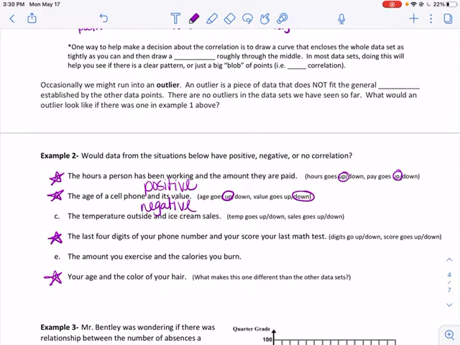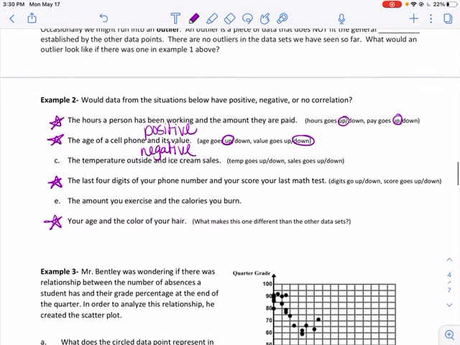Then on this one, the last 4 digits of your phone number and your score on your last math test. So as your phone number digits go up, does your score go up or down? And you may think that suddenly there's something in the phone numbers, they know something about us, but think about it. If you were to get a new phone number today, would it affect your next math test? Probably not. So this is no correlation.